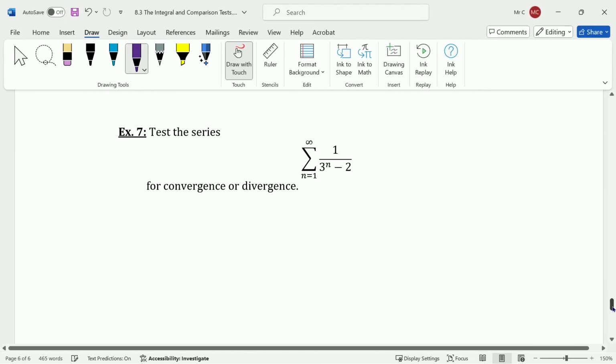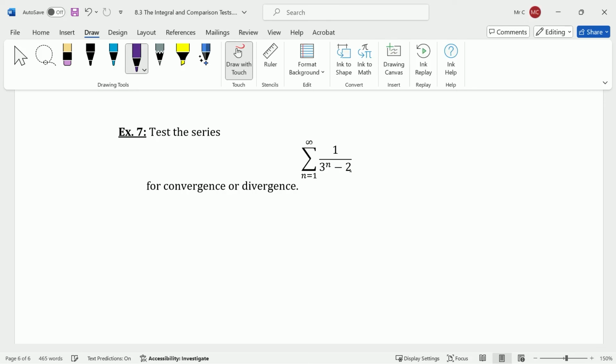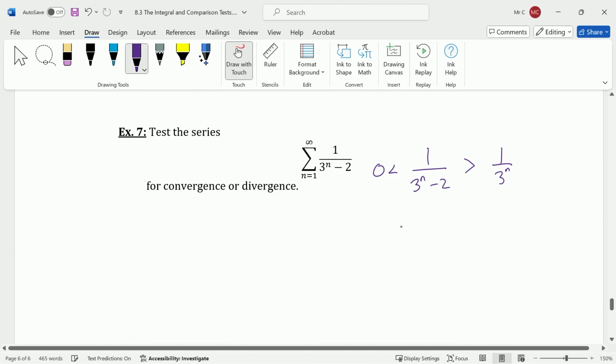Test the series from n equals 1 to infinity of 1 over 3 to the n minus 2 for convergence or divergence. So let's try to set up our comparison as usual, 1 over 3 to the n minus 2. This is clearly positive when n is bigger than 1. And I'm subtracting 2 from the denominator though, so if I try to make a comparison with what I think is the more obviously simple expression, 1 over 3 to the n, a smaller denominator is a bigger number. And so here's the problem.